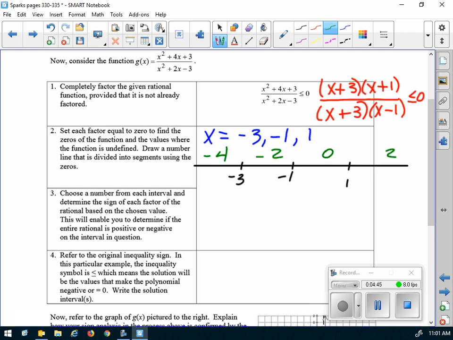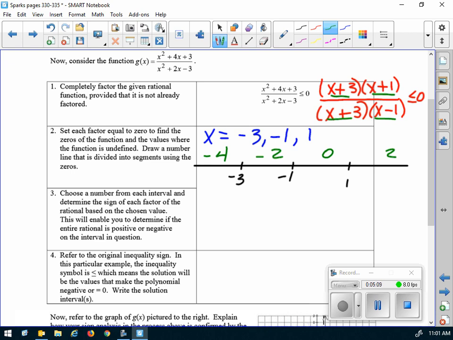Okay, we're still on number 3. Determine the sign of each factor of the rational expression based on the chosen value. So here's what we're going to do. We're going to take this number -4, and we're going to substitute it here, here, here, and here. And I don't care what the number is. I want to know, is it positive or negative? That's all I want to know.